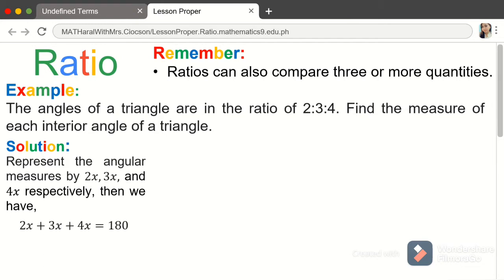Combine like terms, 2x plus 3x plus 4x, we get 9x. Then equate it to 180 degrees. To get the value of x, divide both sides by 9. We get x is equal to 20.